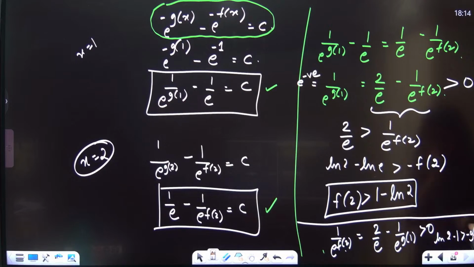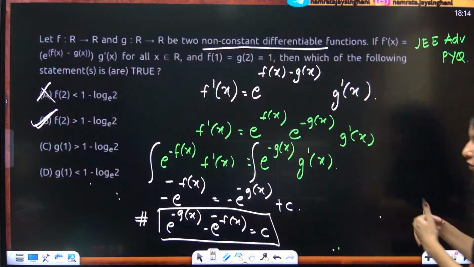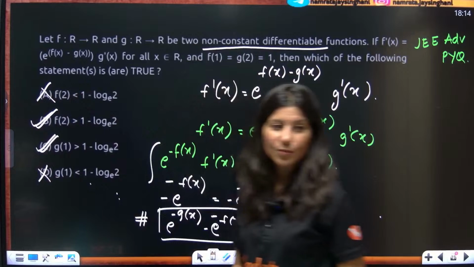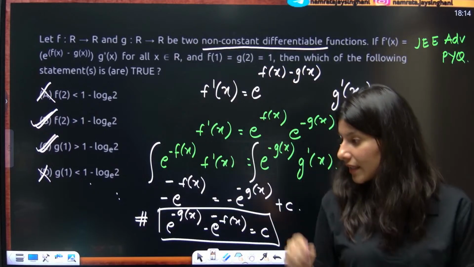Again, same situation is happening. So I think g of 1 is also following the same footsteps. C is correct and D is wrong. So B and C both are correct, my dear students.